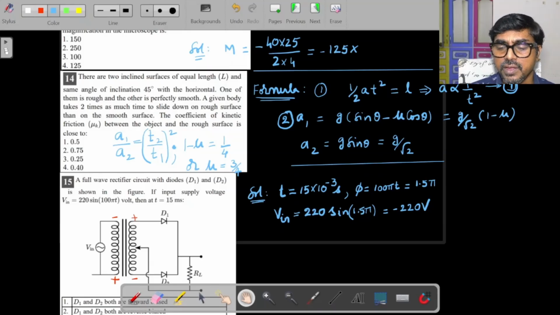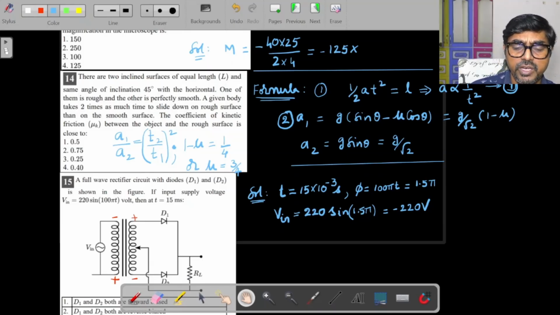Okay, fine. Now, the second equation: when you do not have friction, A1 equal to g sin theta, only mg sin theta is going to pull it. But when you have friction, in addition to g sin theta, there is an opposing friction, mu g cos theta, pulling it up. That is why you have g sin theta minus mu g cos theta. Acceleration, it is a very standard result. I am sure you would be knowing it. So, g by root 2 into 1 minus mu, and g by root 2. Here theta is 45 degrees, very simple.